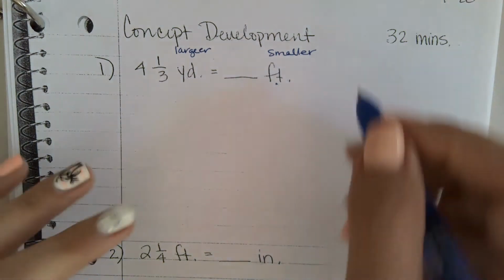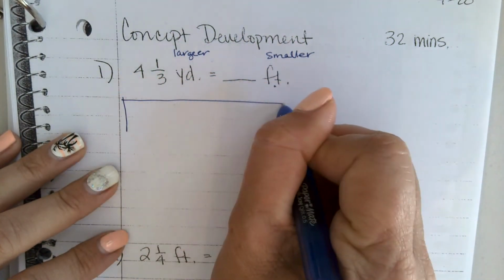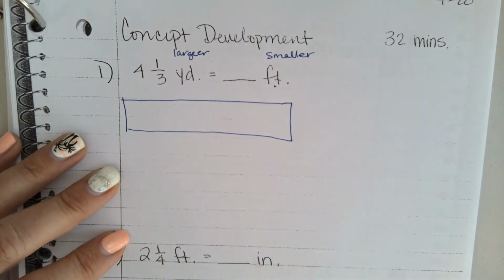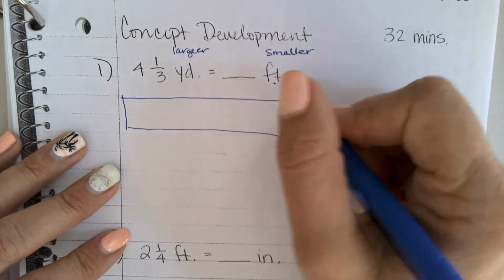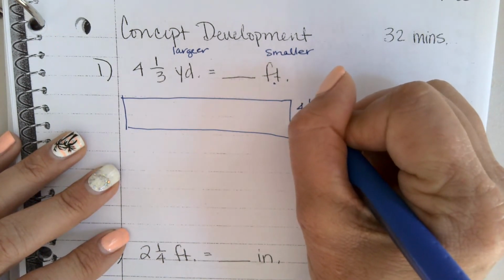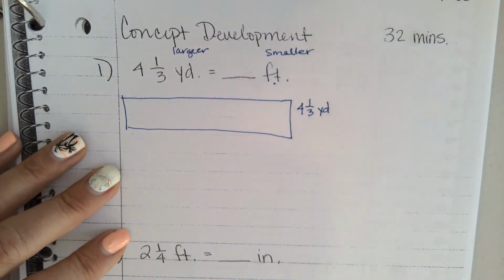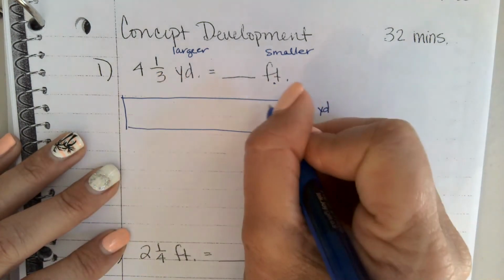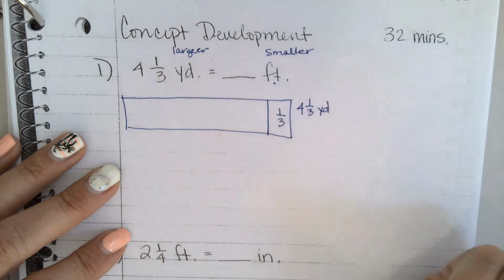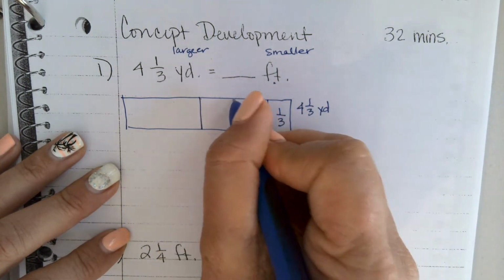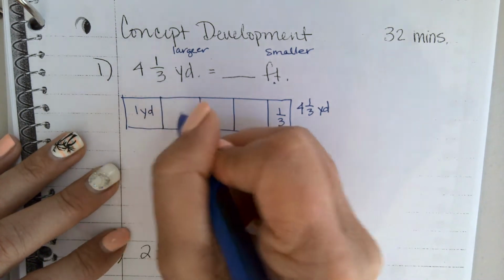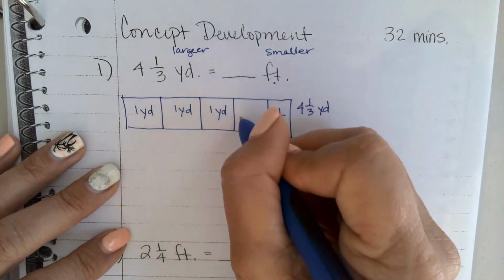So let's begin. Let's start off by drawing a tape diagram of 4 1/3 yards. We want to name 4 1/3 yards using feet. That's what we're going to rename this. So this is 4 1/3 yards total. Let's partition the bar into 4 equal units to represent the 4 whole yards and one smaller unit to represent the 1/3 of a yard. Here let's section off our 1/3, and then we have 4 yards here. So here's 1 yard, 1 yard, 1 yard, 1 yard.